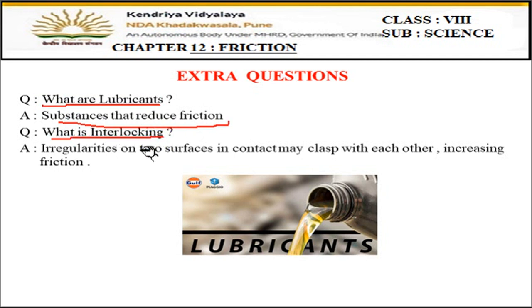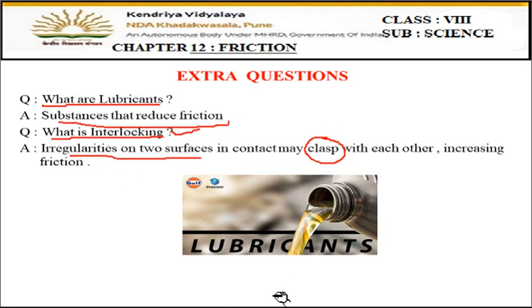Then, what is interlocking? When the irregularities on the two surfaces in contact collapse with each other. When the irregularities of the two surfaces get blocked against each other, they collapse. Collapse means they get fixed amongst each other, or they get pressed among each other. You can use a lot of words here, and that is called interlocking. When the irregularities of the two surfaces come in contact with each other and get fixed among each other, that is called interlocking. So here were some extra questions which we discussed.